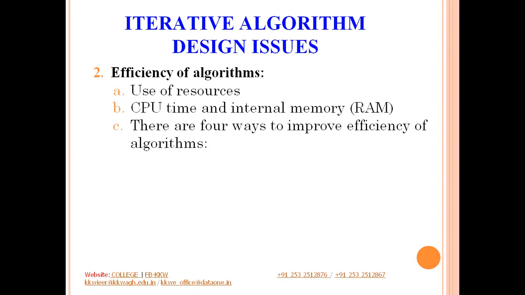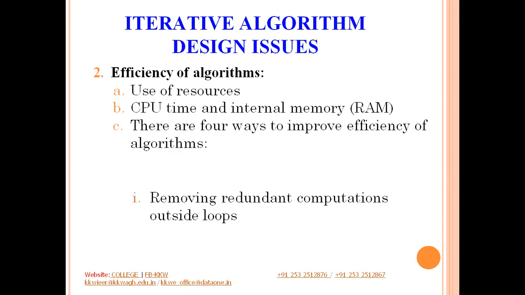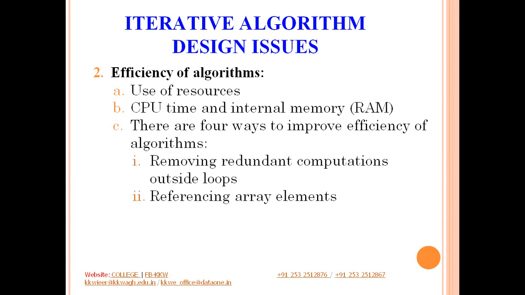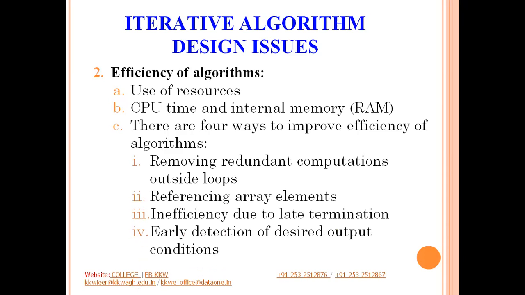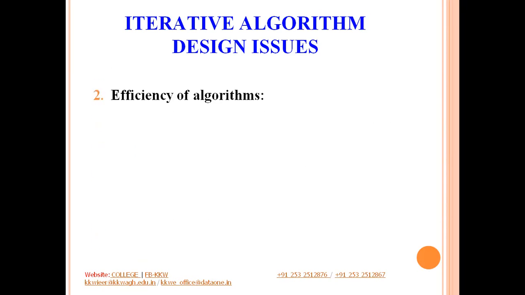There are basically four ways to do this, which we are going to study. First is removing redundant computations outside the loops. Second is referencing of the array elements. Third is inefficiency due to late termination. And fourth is early detection of desired output conditions. Now we are going to see each one of them in detail, one by one, with examples.